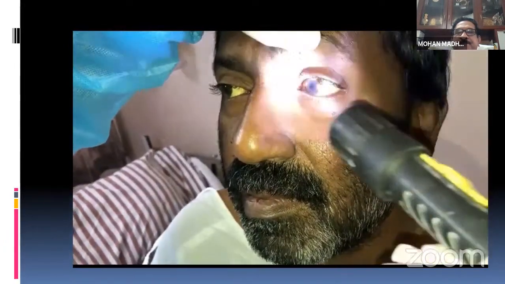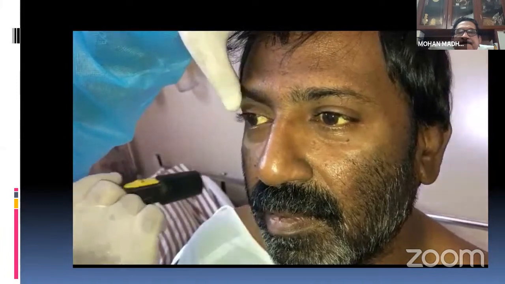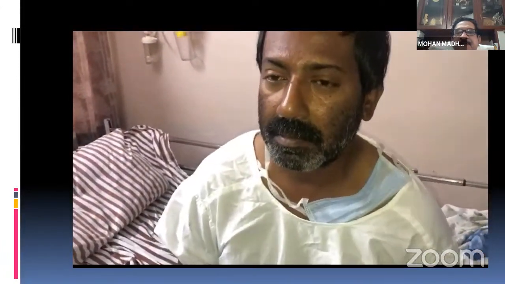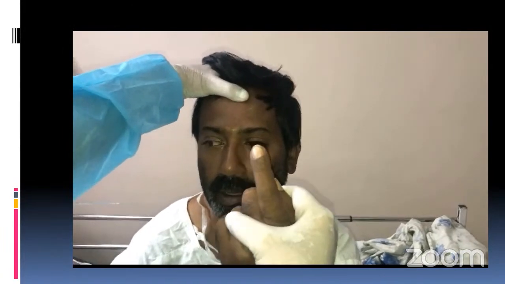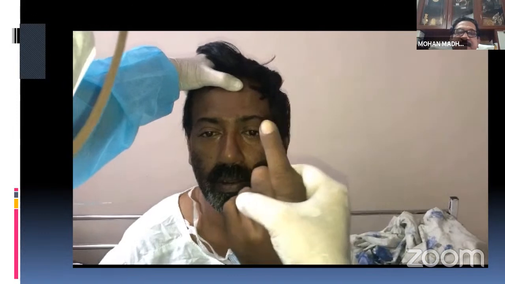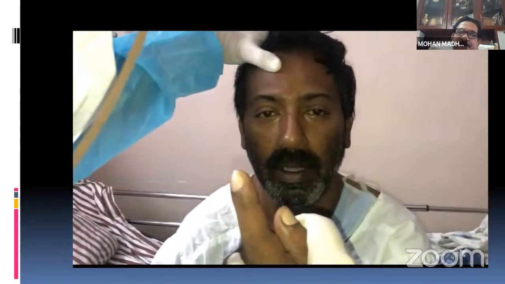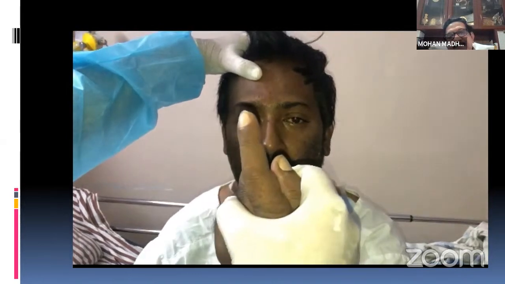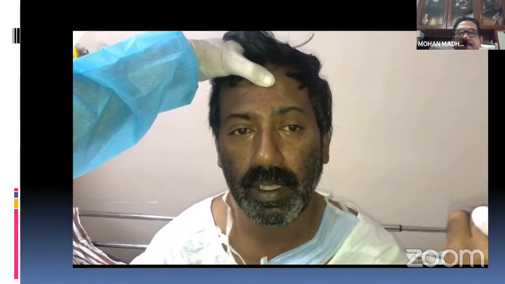Pupil is reacting to light normally. There is no ocular movement following the finger. This is one way to check functional blindness. A functionally blind person will be looking at the finger and be able to move. But he is not moving.